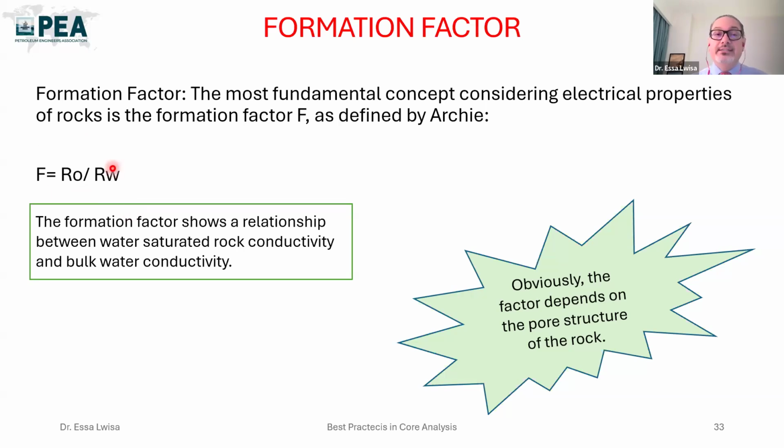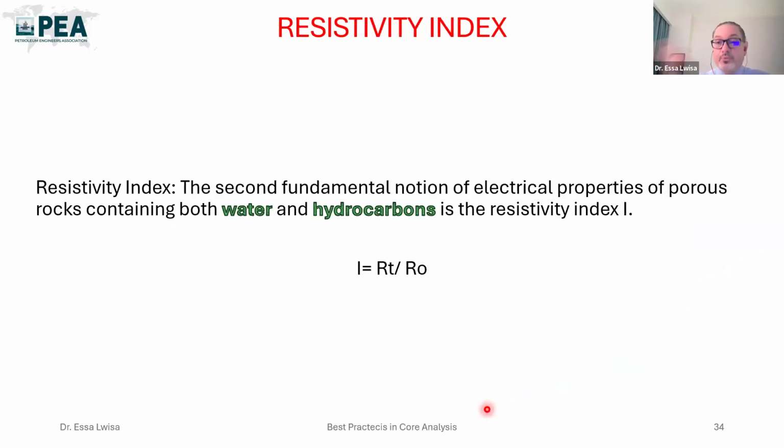RO is the resistivity of the rock or the sample when it is 100% saturated with brine. RW is the resistivity of brine. Of course, all those measurements should be taken at the same temperature, or else you can do the correction. Okay, so after measuring the formation factor, we calculate the resistivity index.